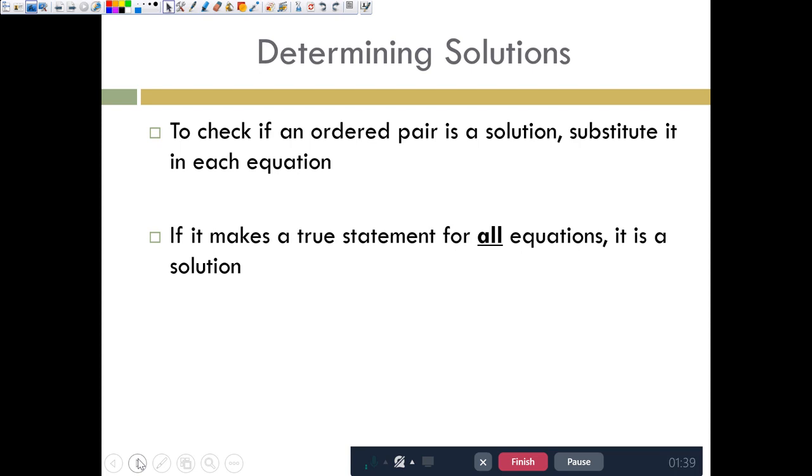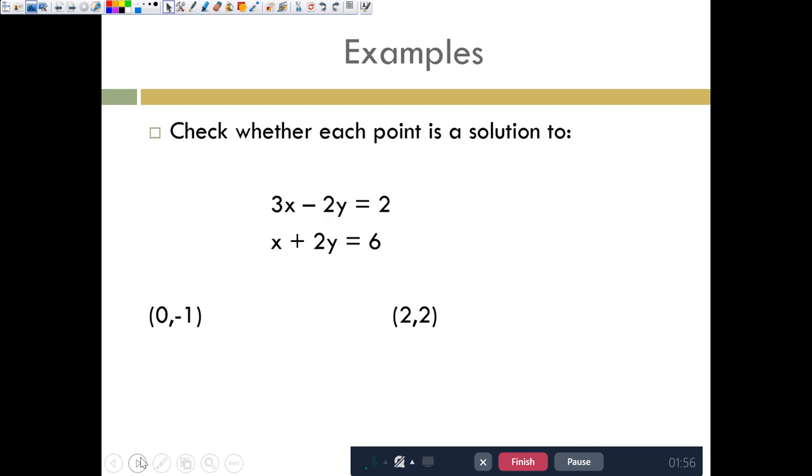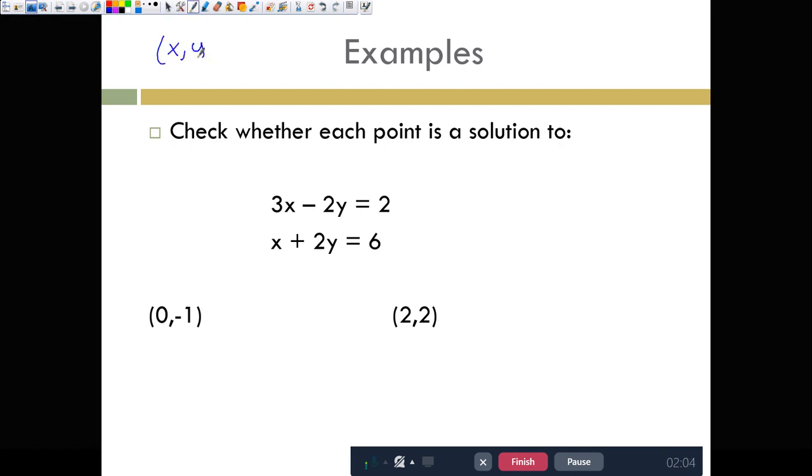And then you make sure, check to see if it's a true statement for all equations. So if it's a true statement like 6 equals 6, then it's a solution. But if it doesn't create a true statement, then it's not a solution for that system. So let's check to see if these two are solutions. I'm going to take this ordered pair, which is x, y, and I'm going to substitute it into both of my equations.